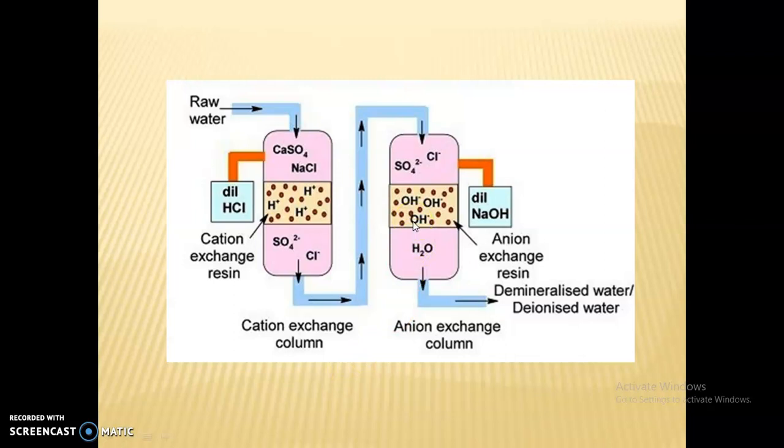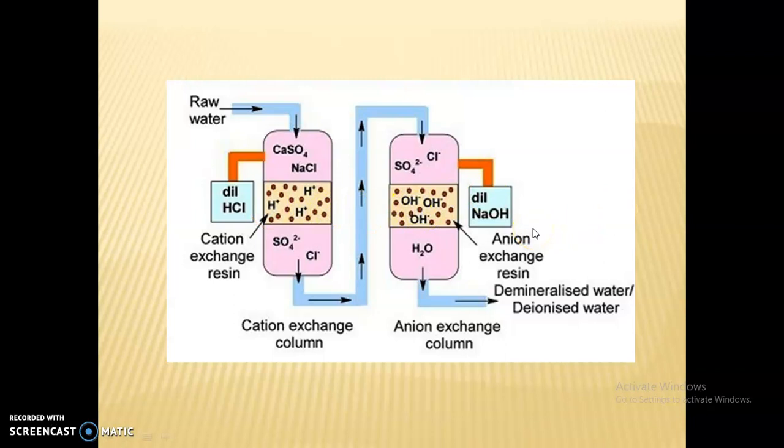When we pass the water through the anionic exchange column, the anions which are responsible for hardness will be taken by these anionic exchangers. At the same time, they give OH- ions, which do not cause hardness. The water obtained from the outlet does not contain any hardness-causing ions, and the water obtained is demineralized. Then you can see there is some dilute NaCl and dilute NaOH.